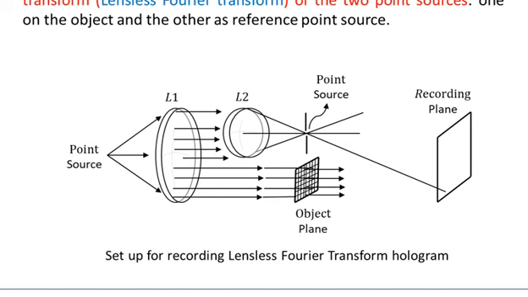Since we are considering the model in which the object plane consists of a large number of object points, a single object point will contribute a spherically diverging wavefront at the recording plane. So this becomes the Fourier transform of this point object located over here. And since we are not using any lens after the object, this is referred to as the lensless Fourier transform hologram.